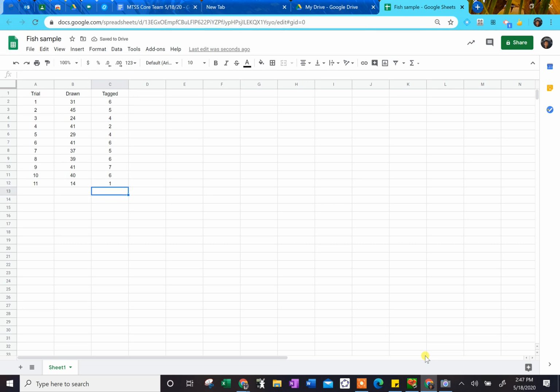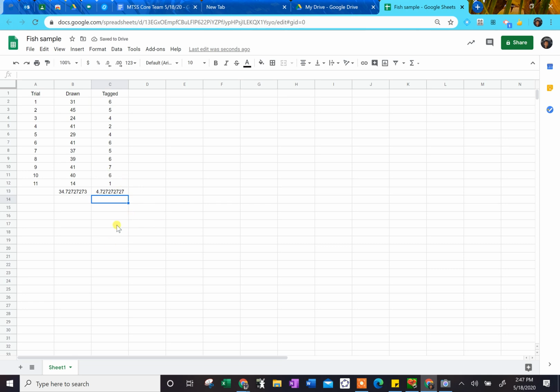So what I need to do now is calculate the average of how many fish I caught. And it looks like I caught, on average, 34.7. And then I find the average of how many of those were tagged. And let's see, it looks like I get 4.72.